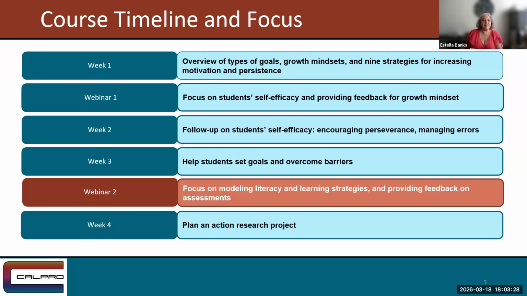So far in this course, we've been focusing on what you can do in the classroom to use the 9 strategies for increasing student motivation and persistence. Last time when we met, we had an overview of goals and growth mindset and the 9 strategies for increasing motivation and persistence. So we looked at strategies for building student self-efficacy in particular, and then we followed up with practice, encouraging perseverance and managing errors in week 2. This week, we are zeroing in on helping our students set goals, and then we'll be learning more about the action research in order to help us with your capstone assignment.